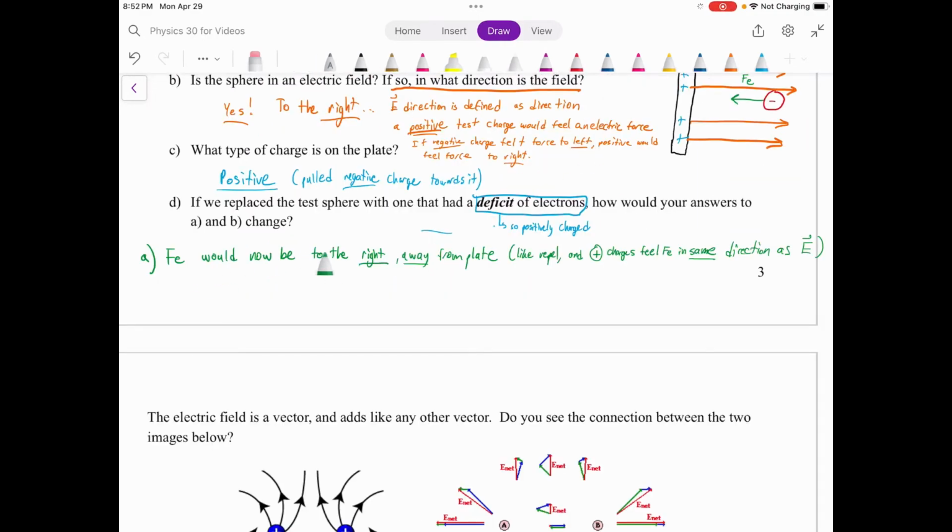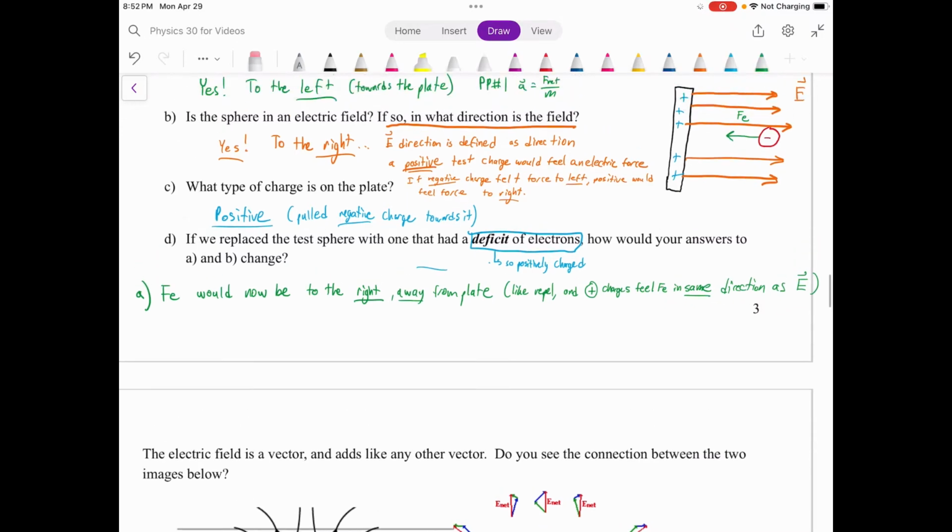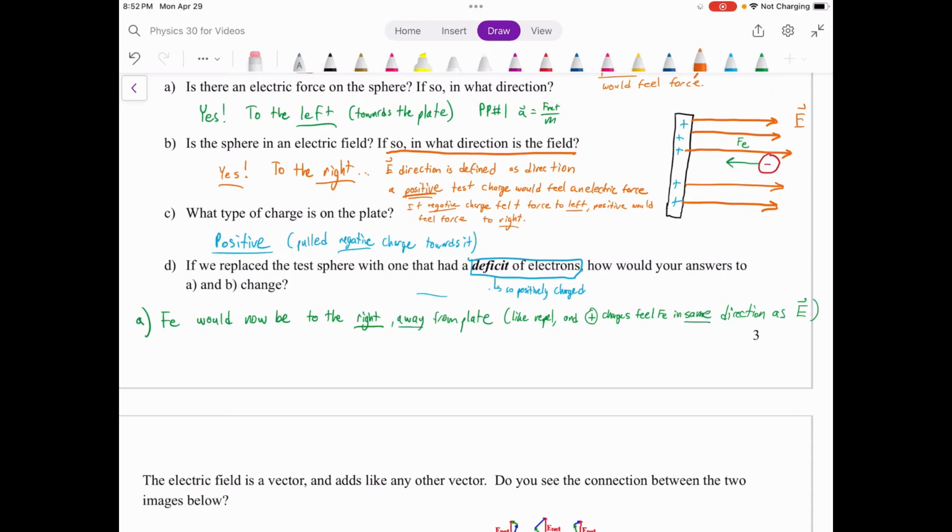Okay, so the force acting on our sphere would change if we swapped it out for a positive sphere instead of a negative one, right? Positive would repel a positive. And also positive charges feel an electric force in the same direction as the electric field they're placed into. But what about our answer for B?